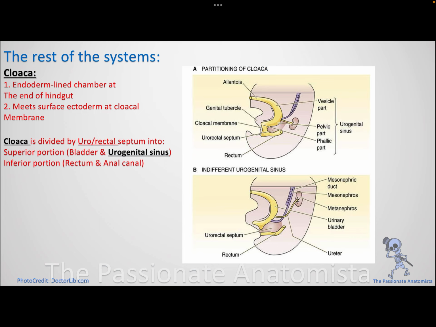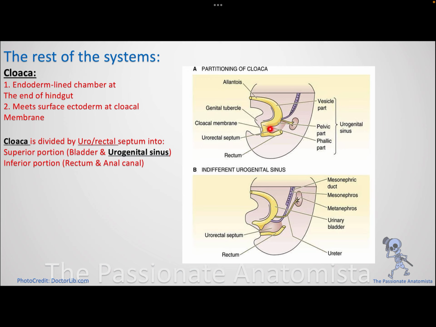What is cloaca? Guys, cloaca is a chamber. It's an endoderm chamber at the end of the gut tube. You guys understand that we have a gut tube, right? We have a lower end of it called cloaca. The cloaca is going to meet with the surface ectoderm at something called the cloacal membrane. And the cloacal membrane, guys, is very important because we're going to talk about it as we explain the external genitalia. But for now, remember that the cloaca is the lower end endoderm-lined chamber of your hindgut.